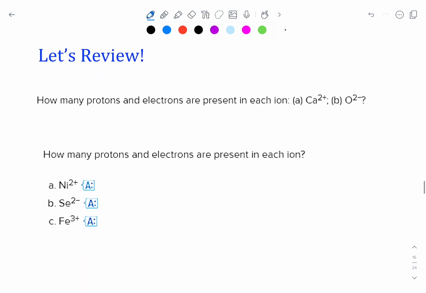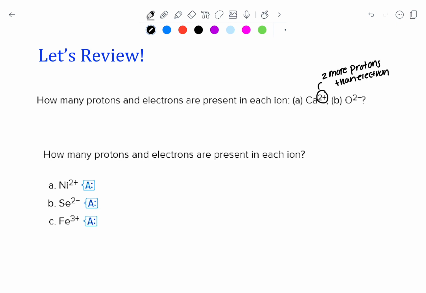Okay, so let's do some review. Let's remember how to count up all of our protons and electrons when we're given an element and its charge. Our first example here is calcium 2+. The 2+ means that I have 2 more protons than electrons.